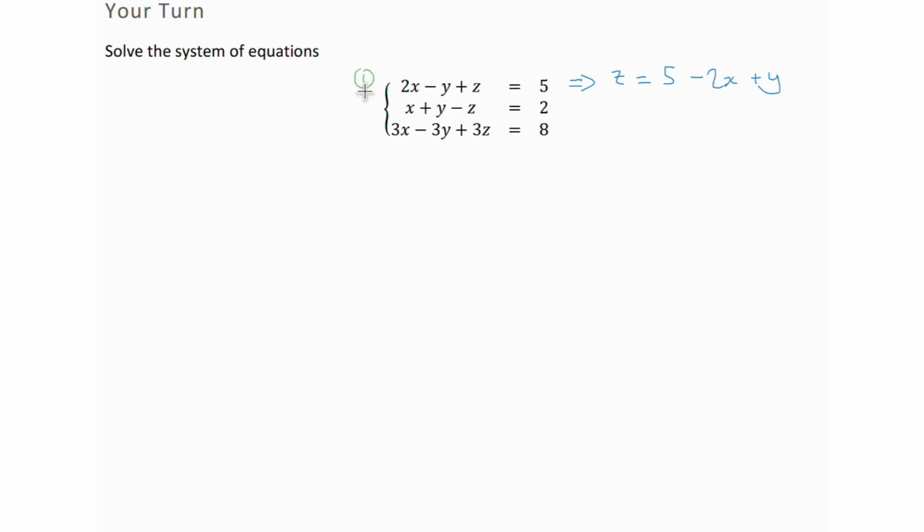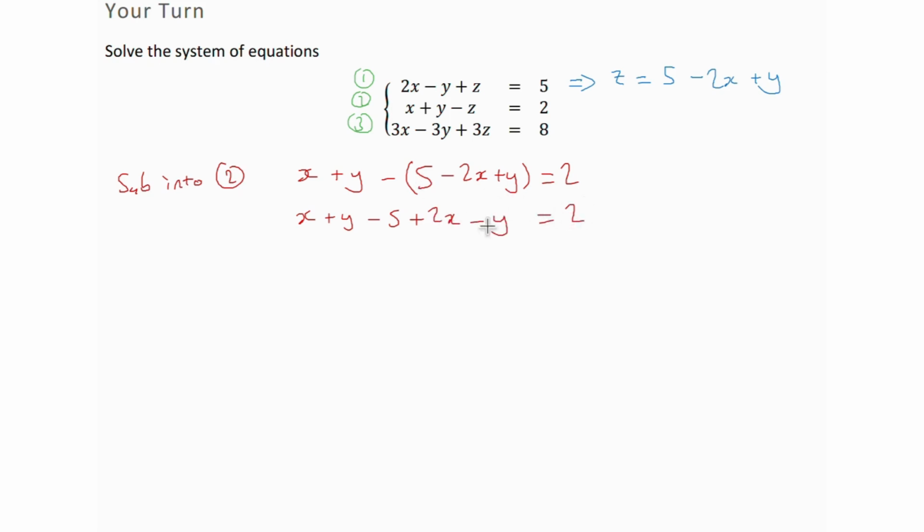And then I'm going to take that, and if I just label these quickly so that we can refer back to them, I'm going to sub that into 2. So I get x plus y minus this whole thing, because that's z, is equal to 2. So that's x plus y minus 5 plus 2x minus y is equal to 2. So that's 3x. The y's cancel, equals 7, or x is equal to 7/3.